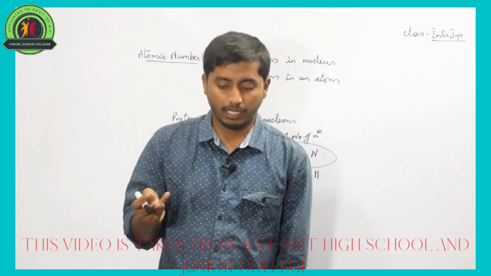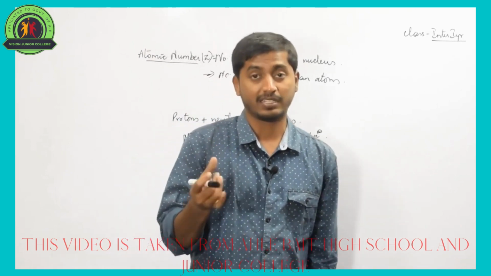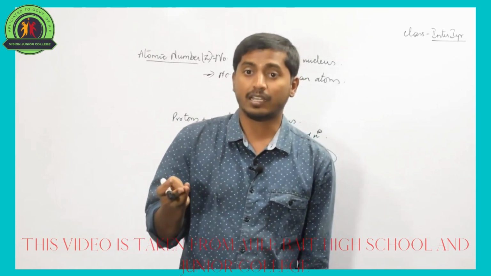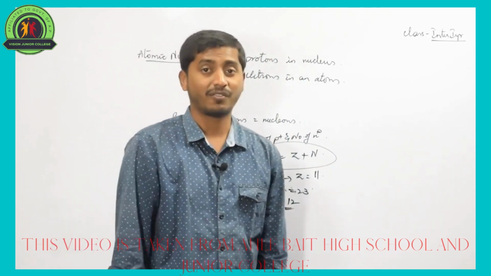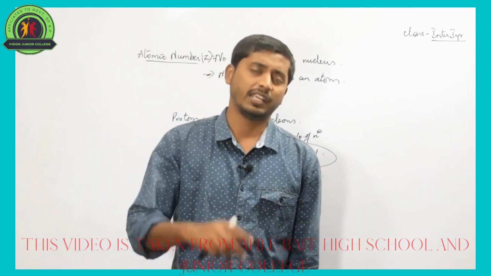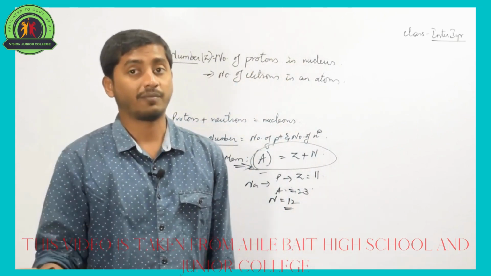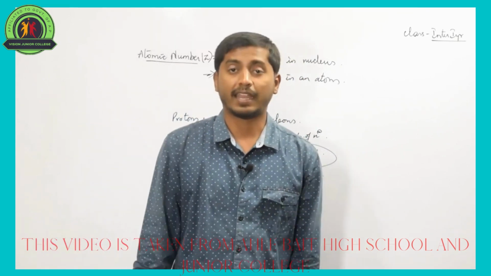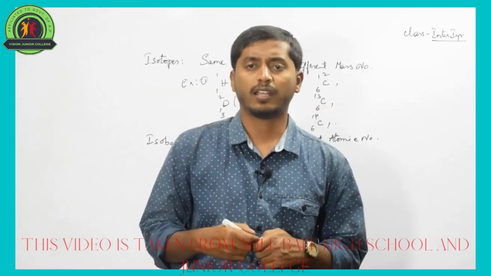Then what about the different atoms? We have seen different elements, different atoms. We can't assure that they will have the same number of neutrons or the same number of protons. Different atoms will have different atomic numbers and different mass numbers. What are they called? How are they defined? How are they segregated? Let us see now.